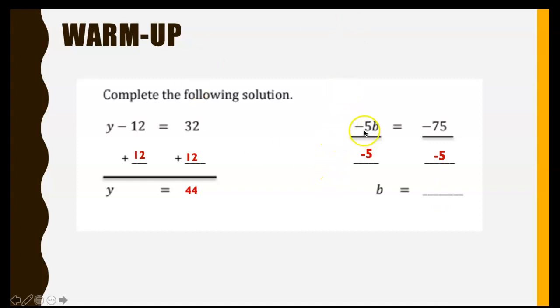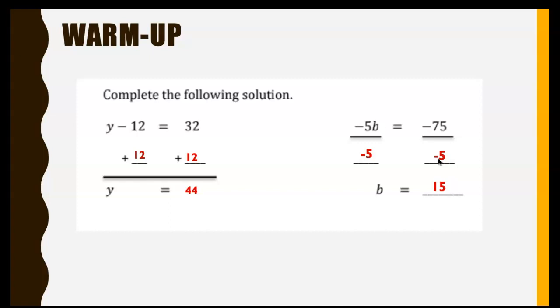So negative 5 divided by negative 5 is a 1. This could be 1b, but we do not have to write the coefficient 1. Equals negative 75 divided by negative 5. The negative divided by negative is a positive number, so you will end up with 15. Check your work and then include it in your work area that you're going to take a picture of later at the end of the video.